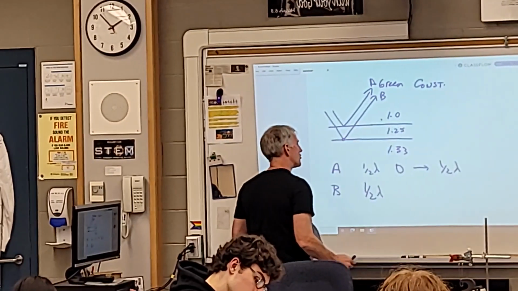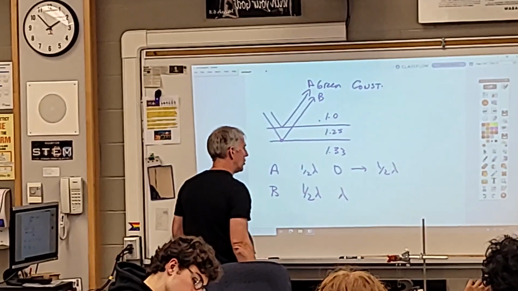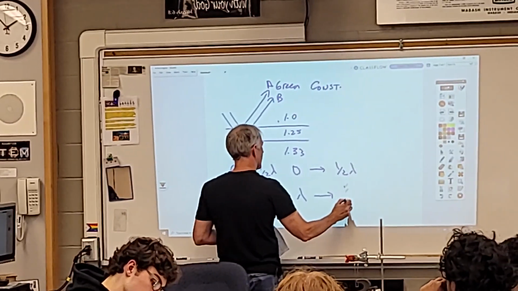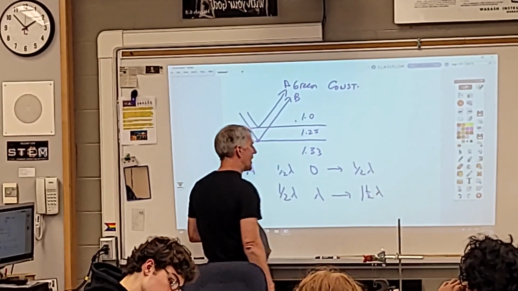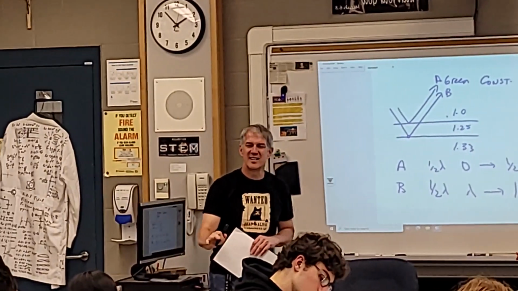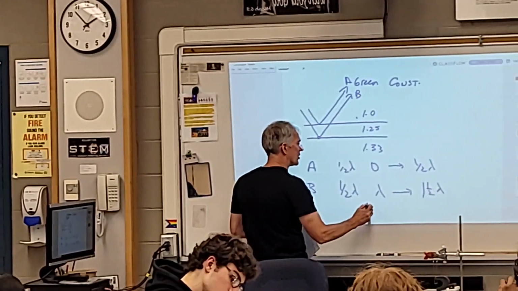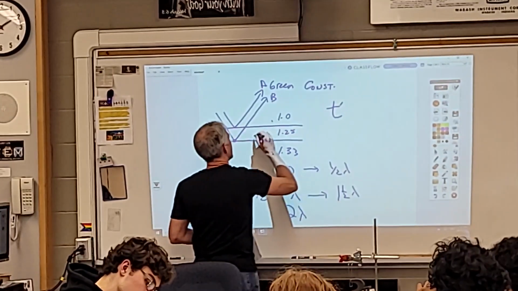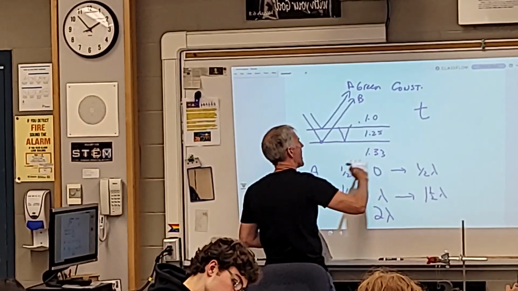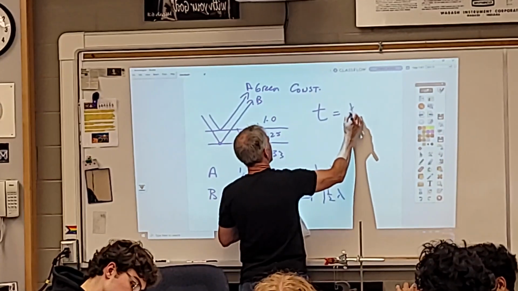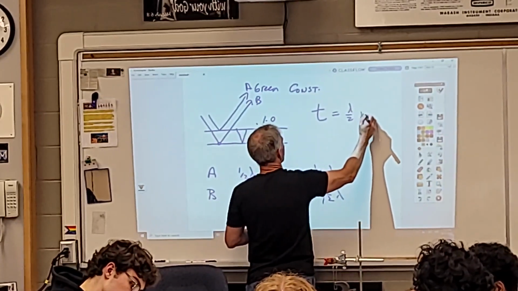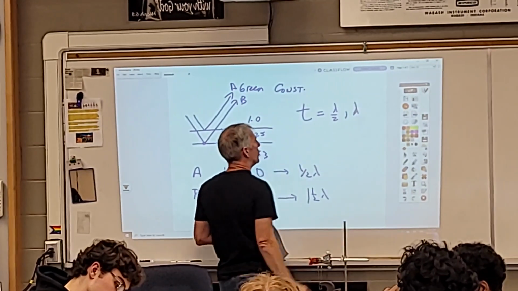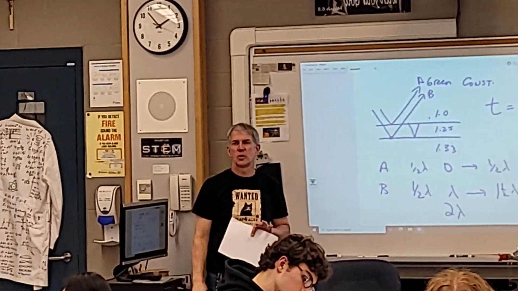If this is going to be constructive, I need to make this a whole wave so that I get 1.5 and I can stay constructive. Another answer possibly is to go with 2 waves. Remember, the thickness is always half of there and back, so half of a wave is a half wave, and half of 2 waves is a full wave. Those are our 2 choices.